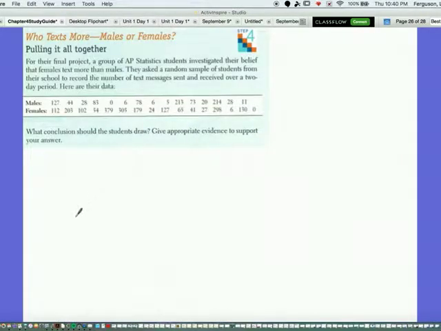All right, so here's an example. For their final project, a group of AP statistics students investigated their belief that females text more than males. They asked a random sample of students from their school to record the number of text messages sent and received over a 2-day period. Here are their data. And so you see the males and you see the females. What conclusions should the students draw? Give appropriate evidence to support your answer.